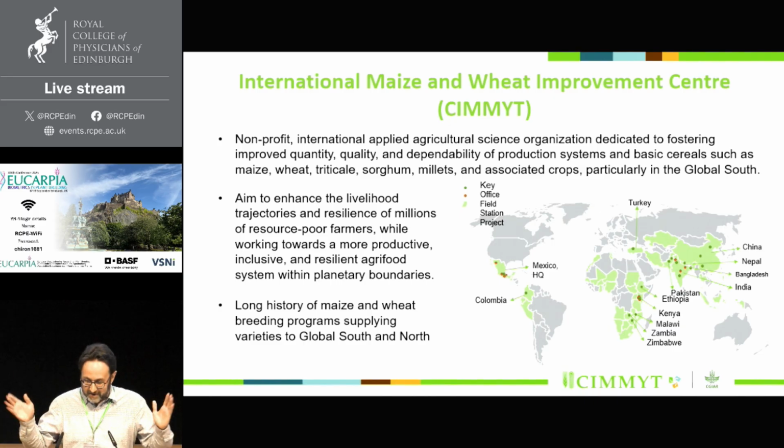Whenever we have a meeting, our Director General is always farmers, farmers, farmers, and that's where we're looking. We want to improve the livelihood of resource-poor farmers in a way that's productive but also doesn't damage the environment.